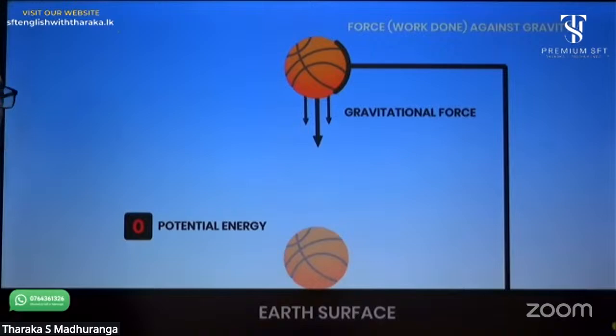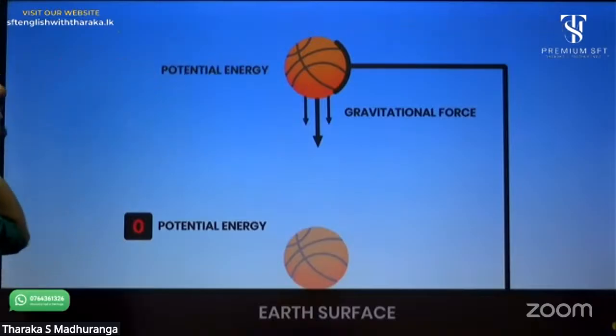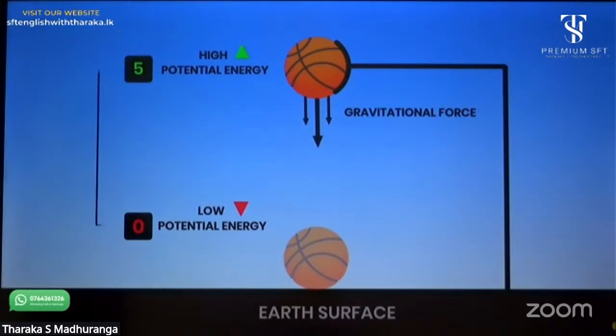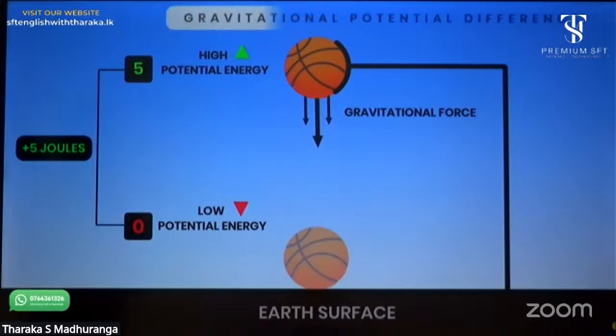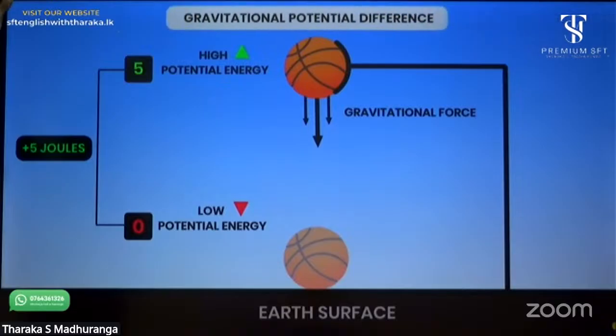So we provide some energy to push the ball up into the air, and the ball will get some potential energy. That you already know. So the ball above the surface has high potential energy, considering it has 5 joules. So we calculate the difference between the 2 balls' potential energy. The potential difference will be 5 joules. This is called gravitational potential difference.